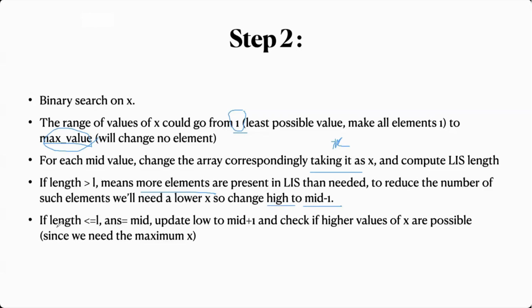If the length of the LIS is less than or equal to L, in that case, the mid that we got is already one value of X that is acceptable, since that was what was required by the question. However, since we need the maximum value possible for X, we will update low to mid + 1, and we'll also check for higher values if there are more values of X that we can get.